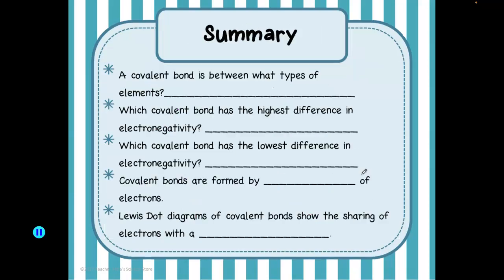All right. And then in summary, a covalent bond is between what types of elements? Non-metals. The covalent bond that has the highest difference in electronegativity is polar. The lowest difference is non-polar. Covalent bonds are formed by sharing of electrons. And Lewis dot diagrams of covalent bonds show the sharing of electrons with a line.